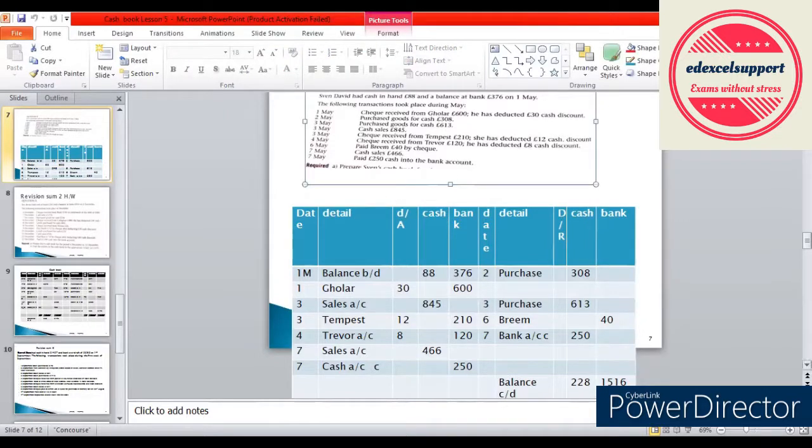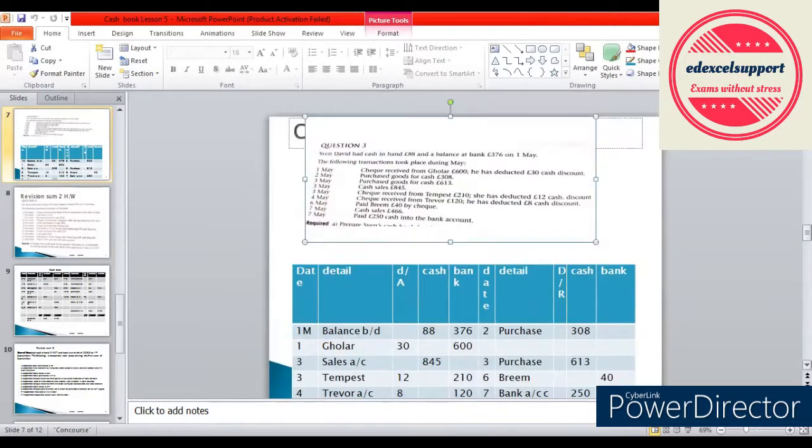Okay, we'll see to do this. First one is recording the balance. So, balance brought down. You can see cash balance is 88. It's debit, however, and 376 where there's a credit balance. It doesn't mention anything. Therefore, you record 376 here.